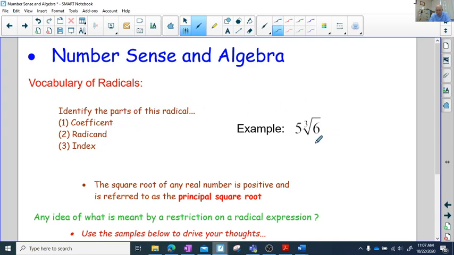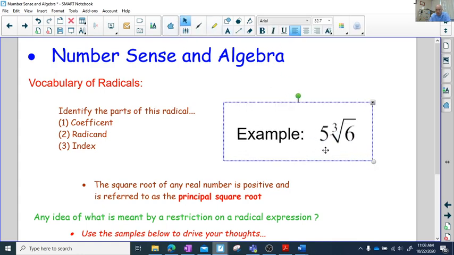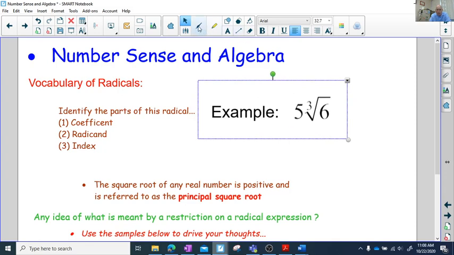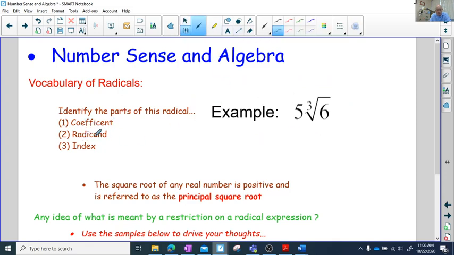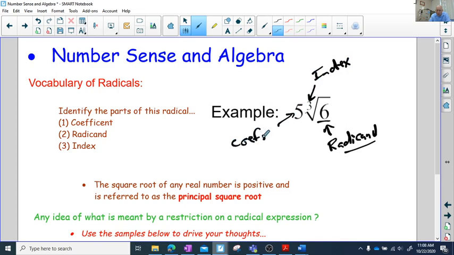So here's an example of a radical. I'm just going to make this a bit bigger so we can see it. Okay, so this radical has what's called a coefficient, a radicand, and an index. The number under the radical sign, that's referred to as the radicand. The little number up above here is called the index. And the number out in front here is called the coefficient. Alright, so when I refer to any of those, hope you know what I'm talking about.